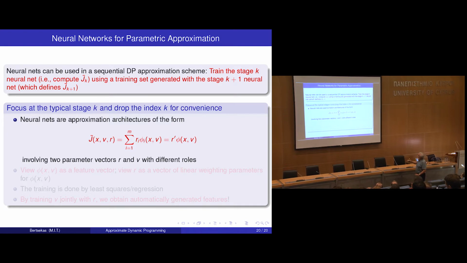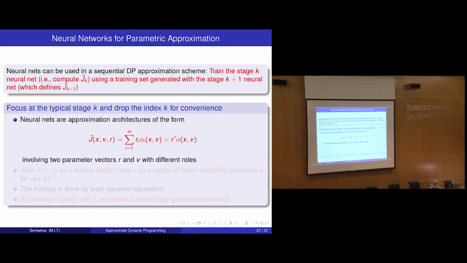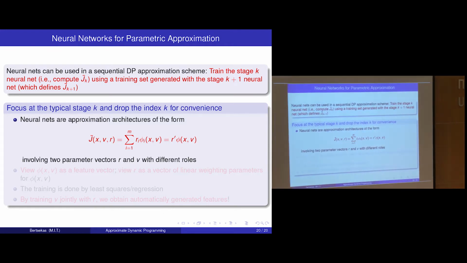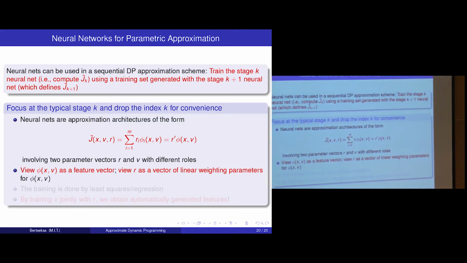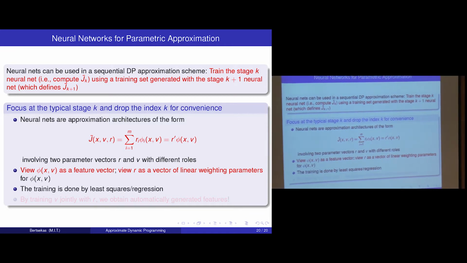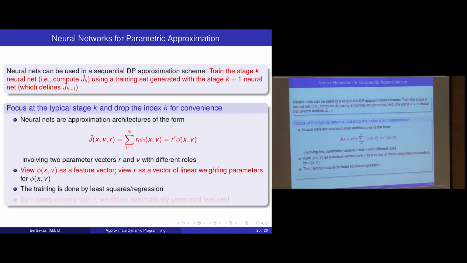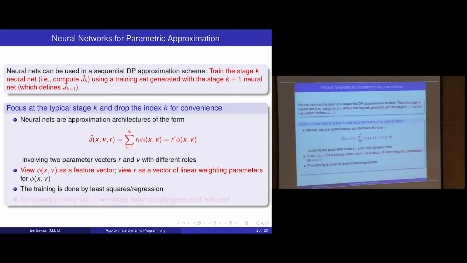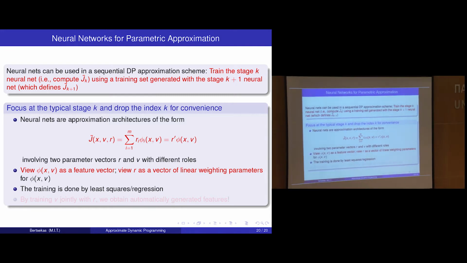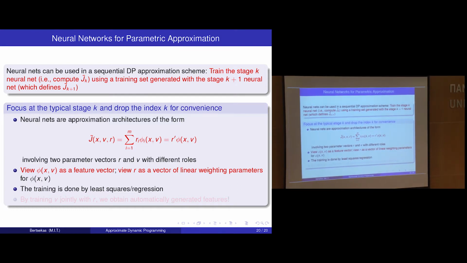v can be viewed as a vector that defines features for the problem, and r can be viewed as the vector of weights that weighs these features. So we view this as a feature vector, we view r as a vector of linear weighting parameters, and we optimize simultaneously: the features and the weights weighing those features. And that's a big thing. Perhaps there's a price to pay for it, but it's a big thing. It relieves us from the requirement to select features. The neural network does it for us, okay?